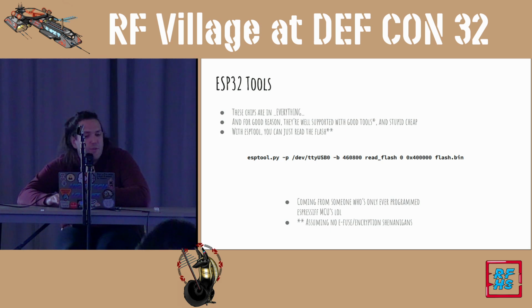So real quick, the ESP32 tools. These chips are in everything, and for good reason. They are dirt cheap. I've got an ESP32 Borg cube that I made, and I got a guy on Alibaba who will sell me those for like 62 cents a piece. And so these things are ubiquitous. They're getting put in more and more things.